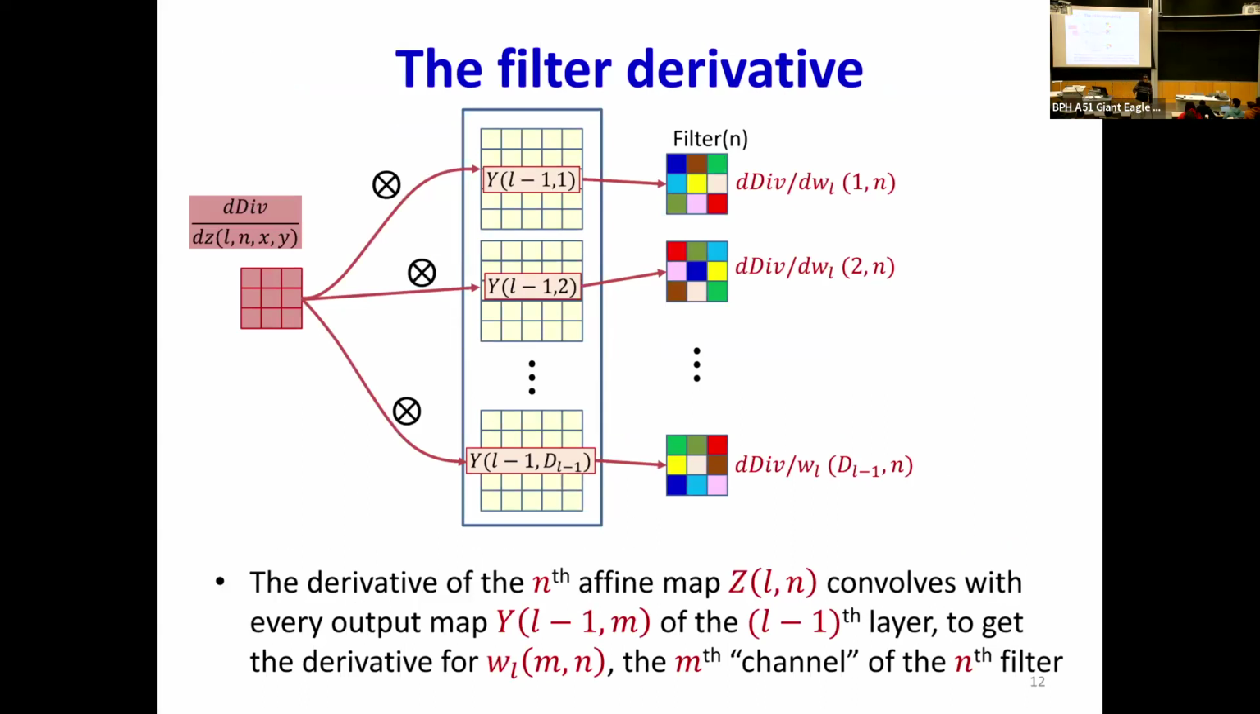We also saw how we can compute the derivatives for the filters themselves. To compute the derivative for any particular filter, all we did was convolve the input channels, the entire collection of input channels, with the derivative map for the affine output of that filter. Here there was no transposition or any kind of reflection involved. It was just a direct convolution. And that gave us a derivative for the filter itself. So everybody remember all of this, right?